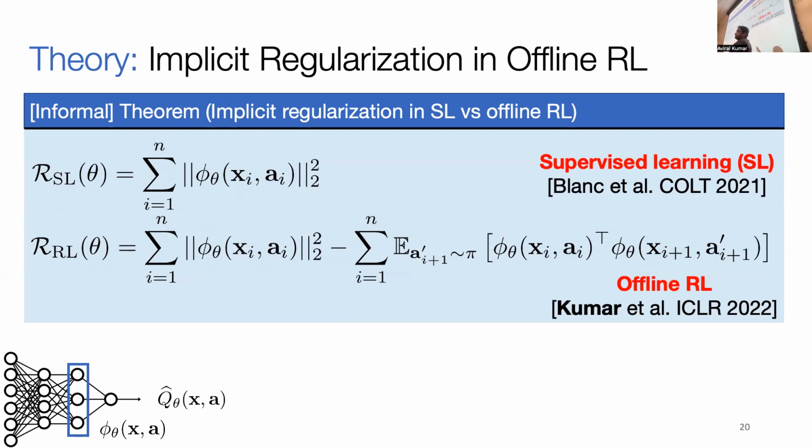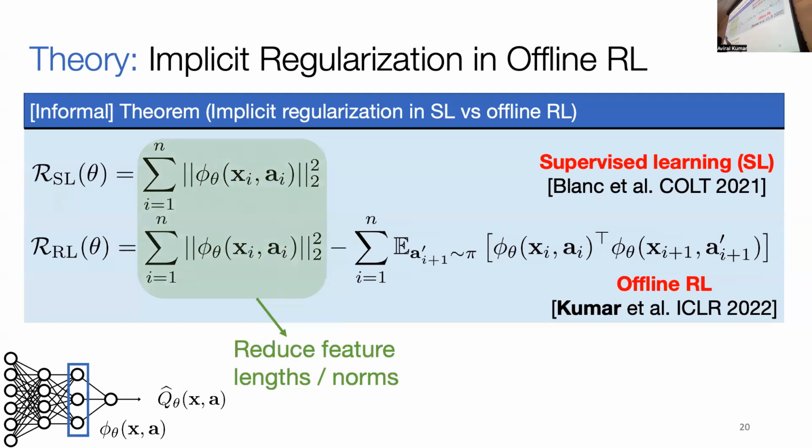And the reason is because of this regression to target values. So the first term of this RL regularizer is actually the same. It's a term that tries to penalize the norms of the features that you're training. That's a good term in some ways because you're trying to learn low norm features. You're not trying to overfit in weird ways to your data.